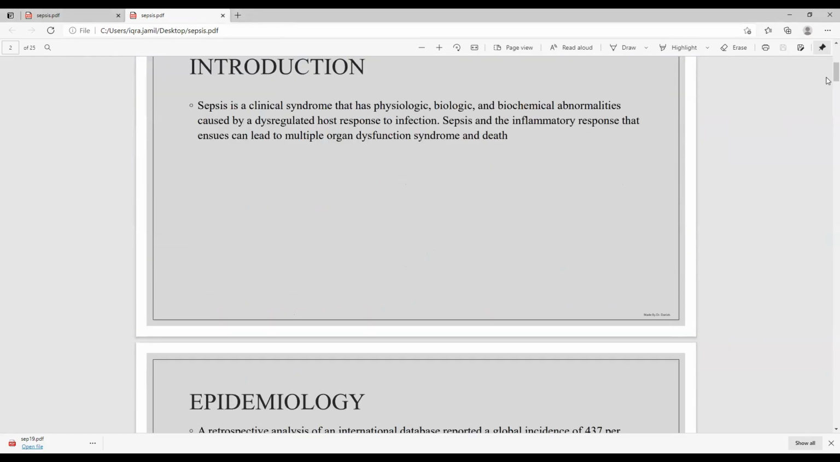Introduction. Sepsis is a clinical syndrome that has physiologic, biological, and biochemical abnormalities caused by a dysregulated host response to infection. Sepsis and the inflammatory response that ensues can lead to multiple organ dysfunction syndrome and death.